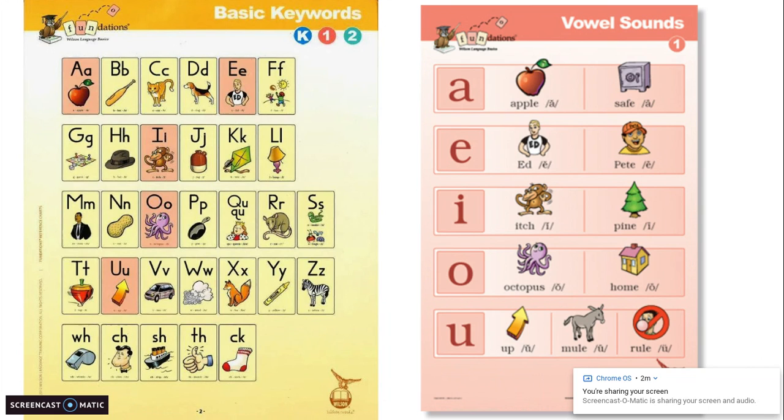Number 4, J. J. Number 5, ah. So just to review really quick before we move to words, our sounds, number 1, Z. Number 2, A. Number 3, K. Number 4, J. And number 5, ah.